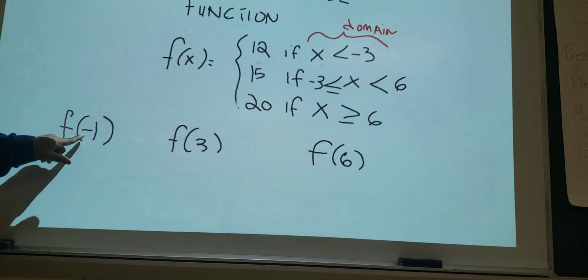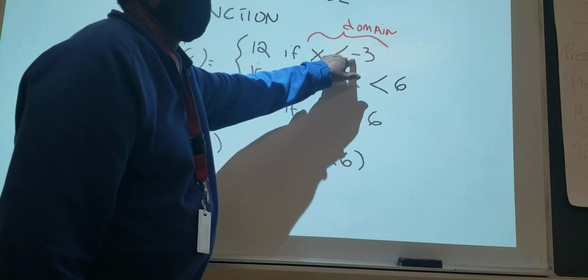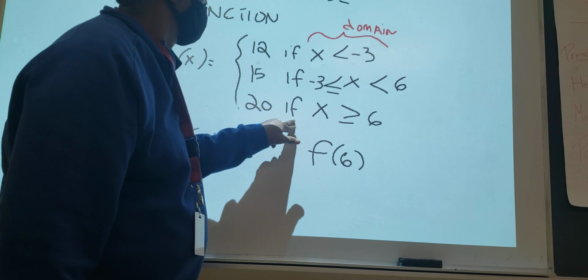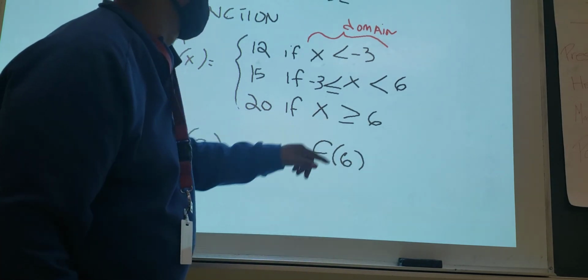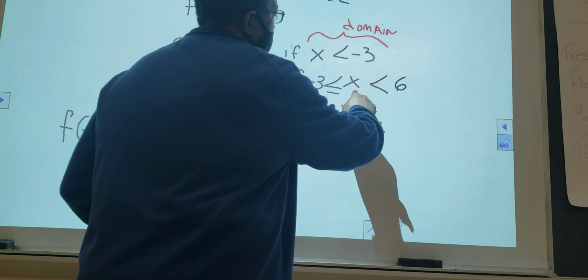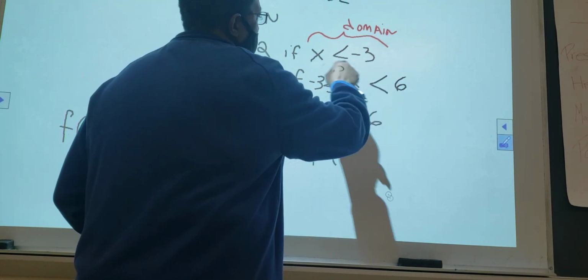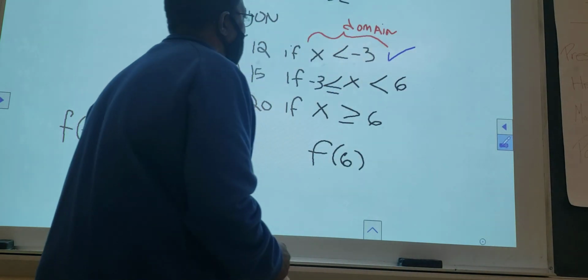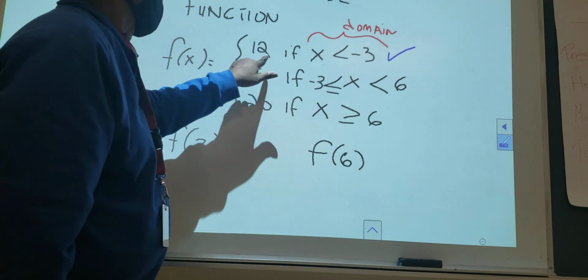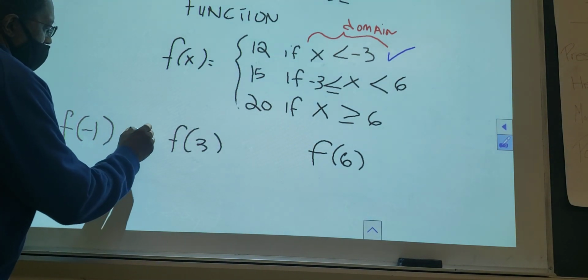Not sure. So it says here x is less than minus 3. You can't use this one because it says x is greater than 6. Obviously minus 1 is not greater than 6. You wouldn't use that one. This says x is less than 6 but greater than or equal to minus 3. The only one you can actually use is this one. You have to use that one. So when you use that one, the answer is 12. So that's going to be 12.